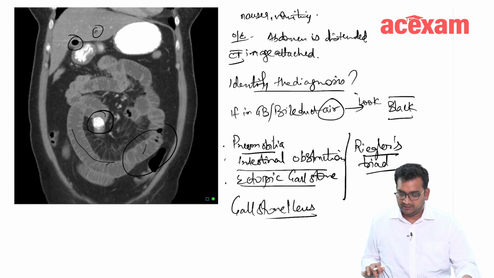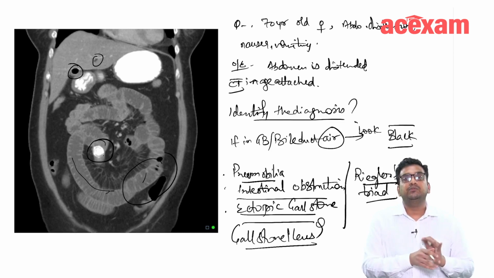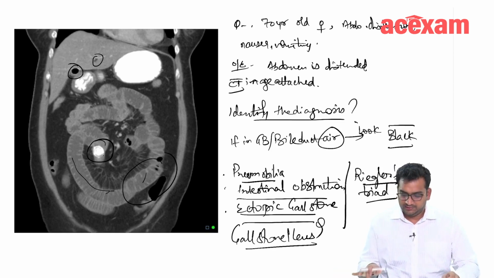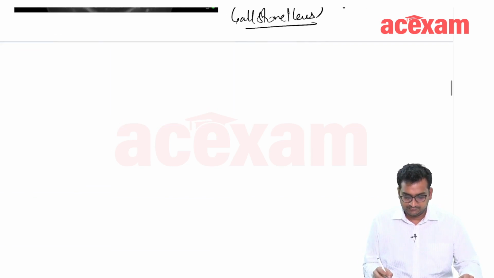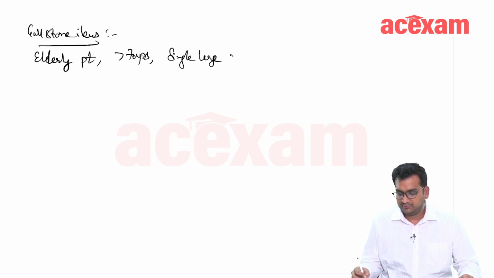This is a very important diagram to remember. If there is pneumobilia, there is intestinal obstruction, and there is a stone visible, generally in old age patients, the answer is gallstone ileus. Okay, now we'll discuss gallstone ileus. Elderly patient, generally more than 70 years, single large stone. Patient is asymptomatic for gallstone.